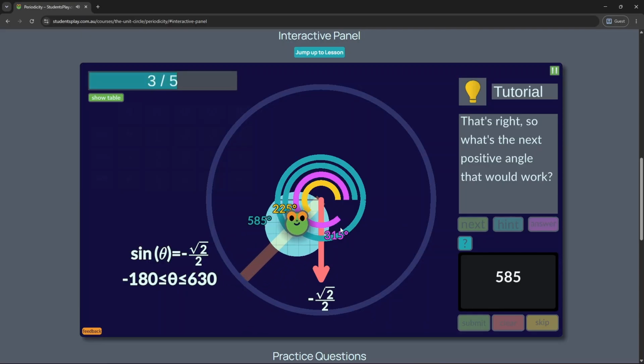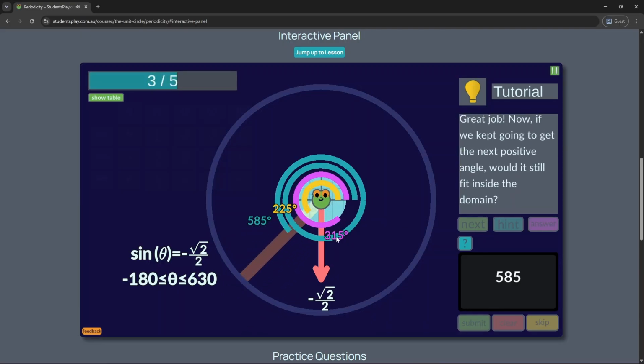Okay, but will the next one fit? If we add 360 to that, that's 675. That's just more than that, so no, it won't fit. Yeah. So we found all the positive ones.